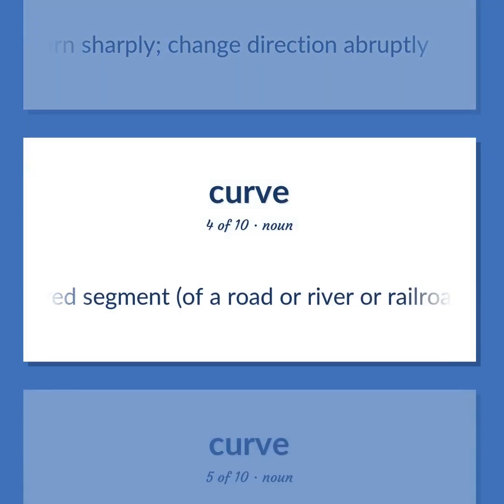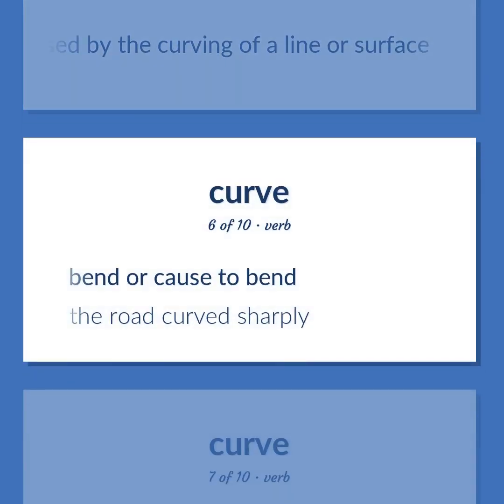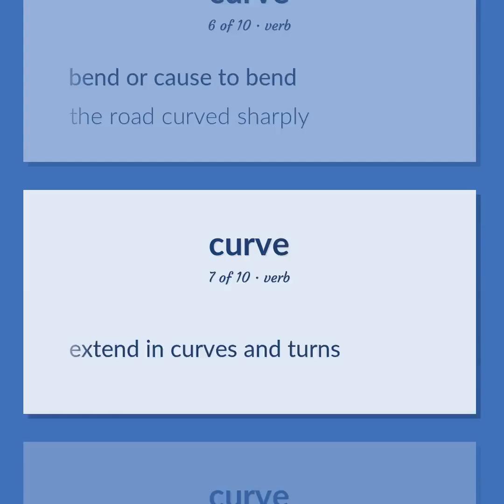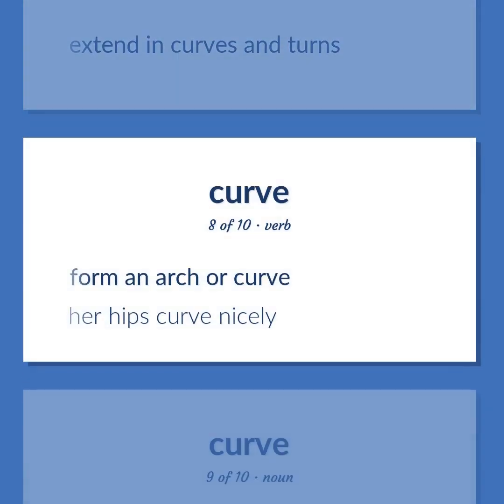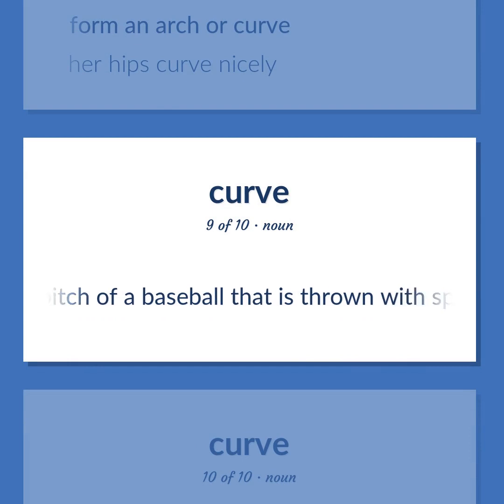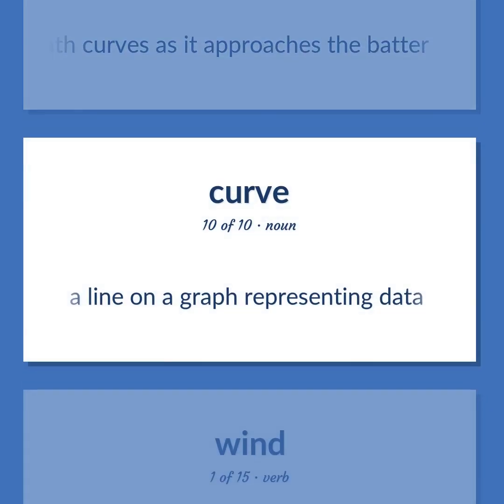Curved segment, of a road or river or railroad track, etc. The property possessed by the curving of a line or surface. Bend or cause to bend. The road curved sharply. Extend in curves and turns. Form an arch or curve. Her hips curve nicely. A pitch of a baseball that is thrown with spin so that its path curves as it approaches the batter. A line on a graph representing data.